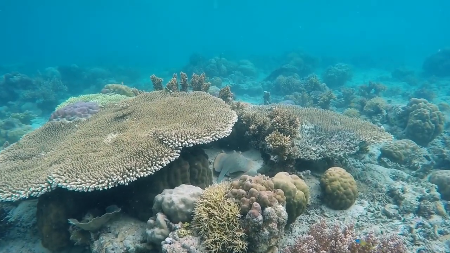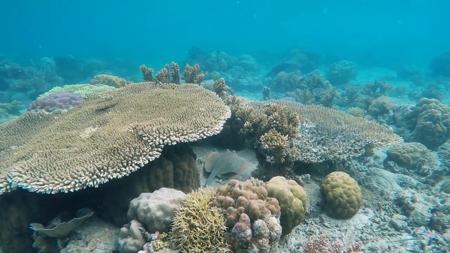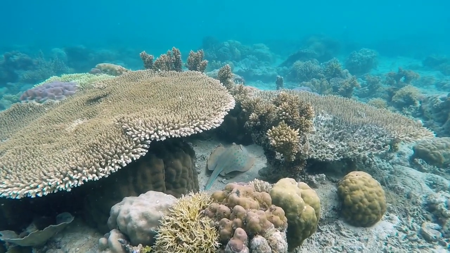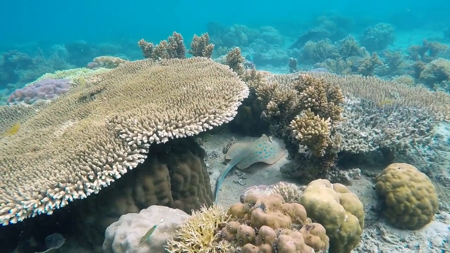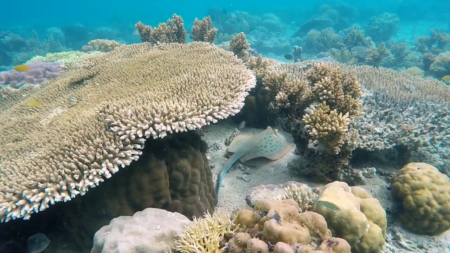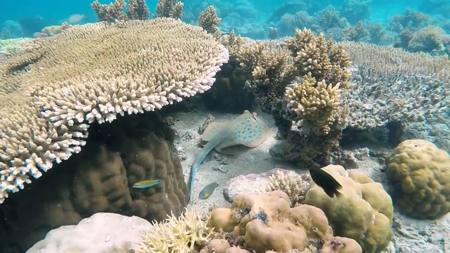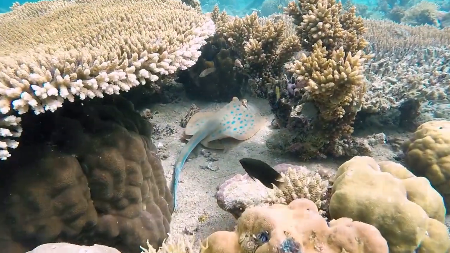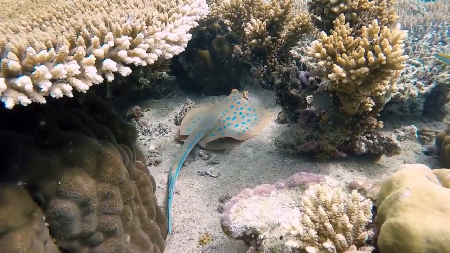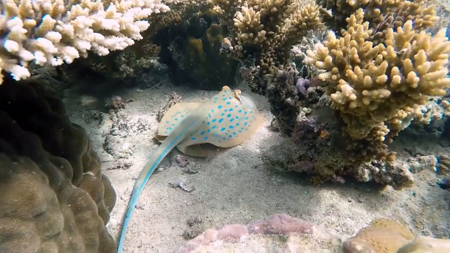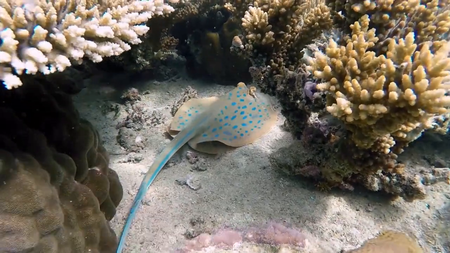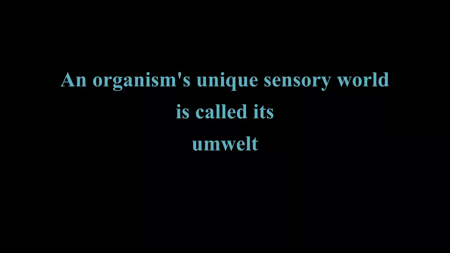While we all live on the same planet, each organism has its own world, its own point of view based on what that particular organism can sense. Different organisms have different capacities of what they can sense. Some are blind, some are deaf, while some have extraordinary senses of sight or sound or smell. It is an organism's unique sensory world that is called its Umwelt.